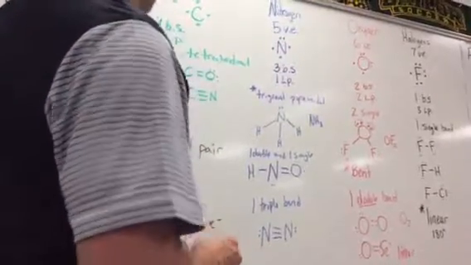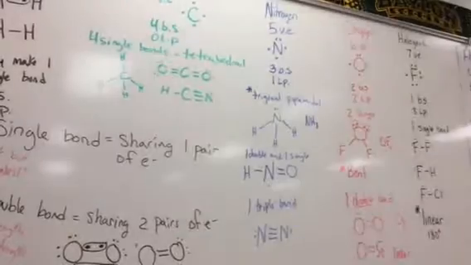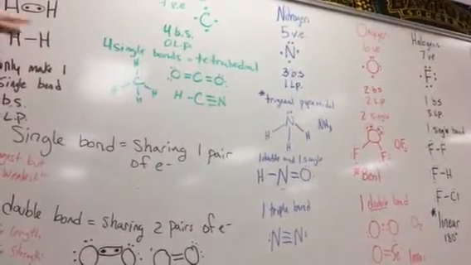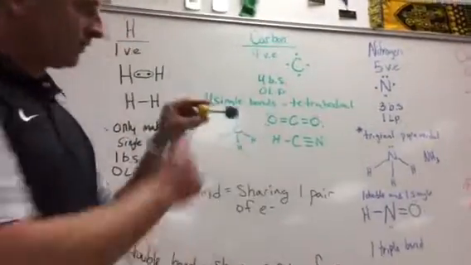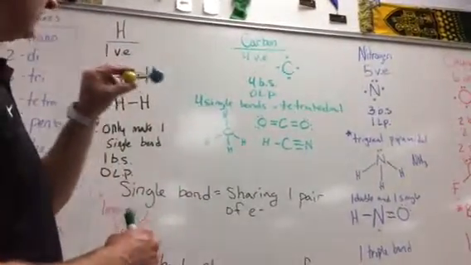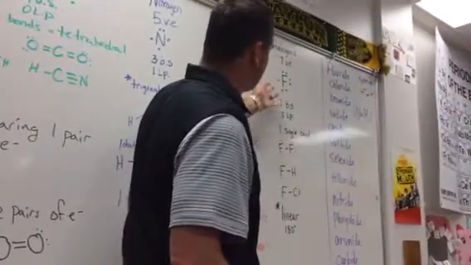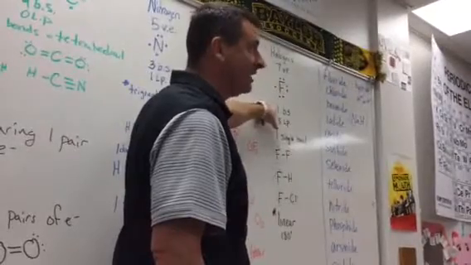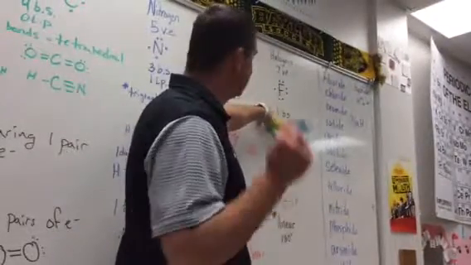All right, so quick review on the geometries. All hydrogens are going to make single bonds. Okay, a single bond is just straight across, and that is linear. All halogens can only make single bonds. How do I know that? It only has one bonding site. If you only have one bonding site, you can only make single bonds.